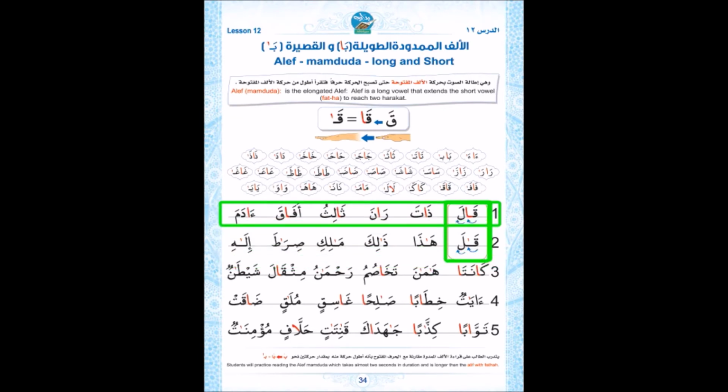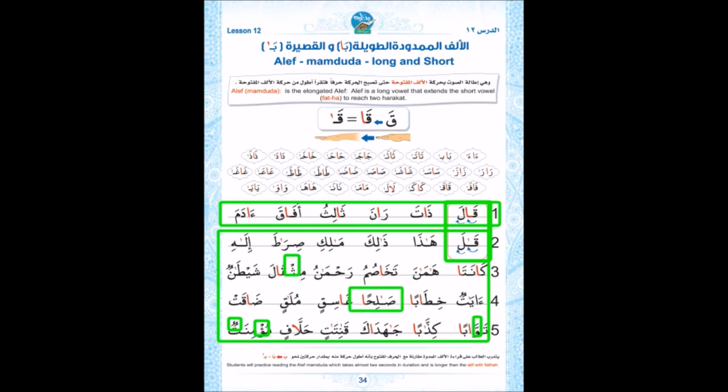The first one is strictly alif, long alif, alif mamduda. The second line is the shorter alif. Third line has 2 alifs in one word, and you can see we're reviewing old concepts as well in this section. We have the sukoon, we have tanween, we have sukoon on the hamza, we also have shadda. And line number 4 includes both types of alifs in some words, and also we're reading 4-letter words. And finally, line 5 includes both types of alif in 5-letter words.